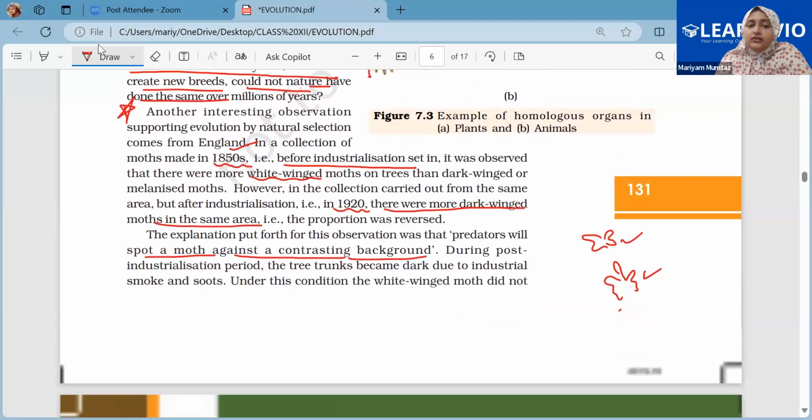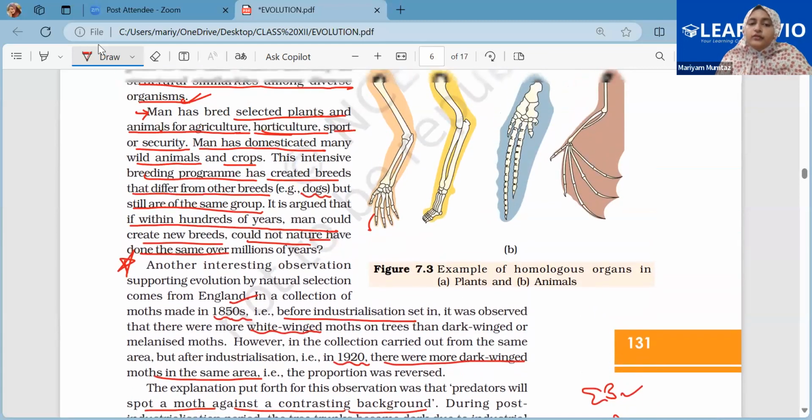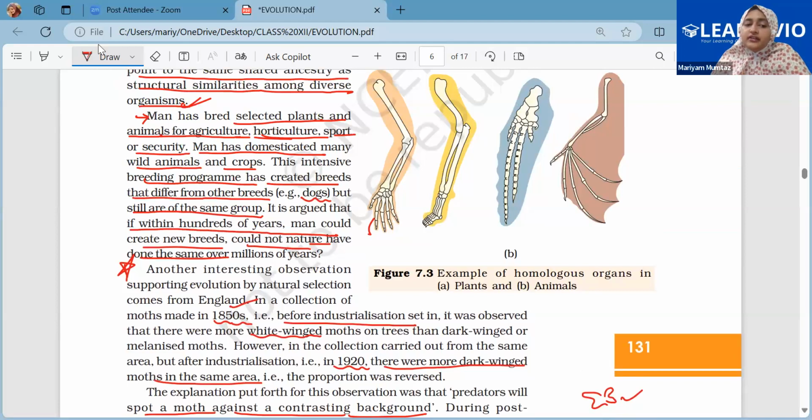Any doubts up until now? You've understood convergent and divergent evolution? Yes, ma'am. All right, so we'll keep it till here only for today. Do you have any doubts in this chapter up until now? You've understood the different theories of evolution that came around initially? Yes, ma'am. All right. Okay, so with that being said, let's just keep it till here only.